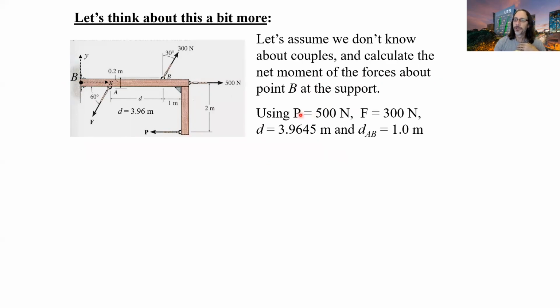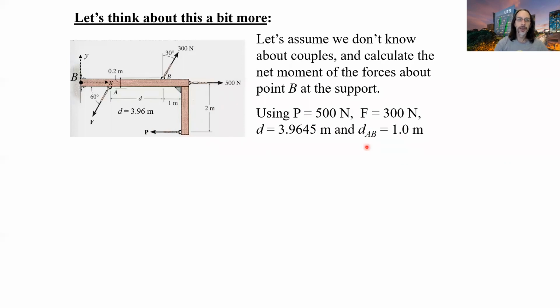And we're going to use the forces that we calculated previously. Okay, so P is 500 and F is 300. So we've again got two couples applied. Now, because in the problem the distance between point A and point B wasn't given, I'm just going to assume some distance, just make it up. So I'm going to say the distance between A and B is 1 meter.